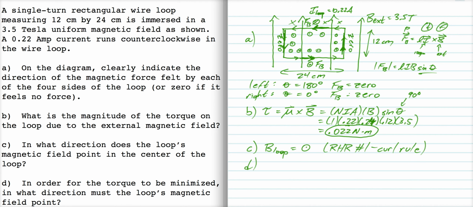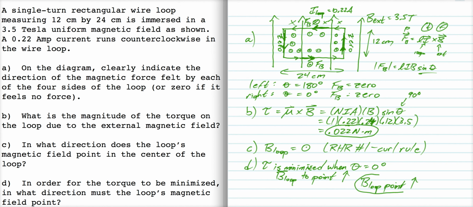Okay, and then for part D, in order for the torque to be minimized, in what direction must the loop's magnetic field point? Well, torque is minimized when theta is equal to 0 or 180 degrees. And so we want the loop's field to point in the same direction as the external field. We want it to point up. So B loop must point up in the same direction as the external field in order to minimize the torque.